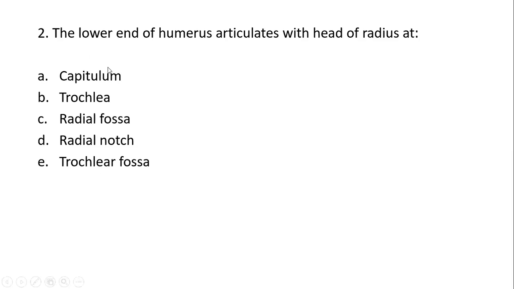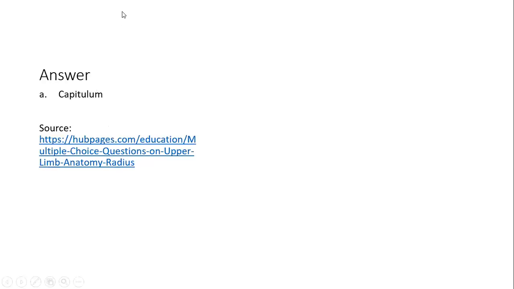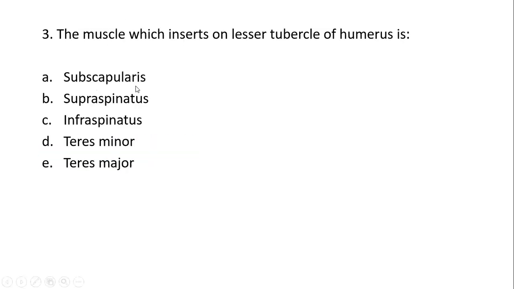So which one of these is the correct option? Capitulum is the correct option because it is basically articulating with the head of the radius, while radial fossa is merely containing the head of the radius during the movements of the elbow joint. So correct option is capitulum.